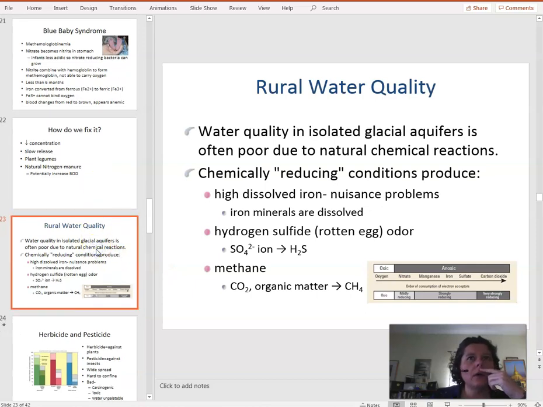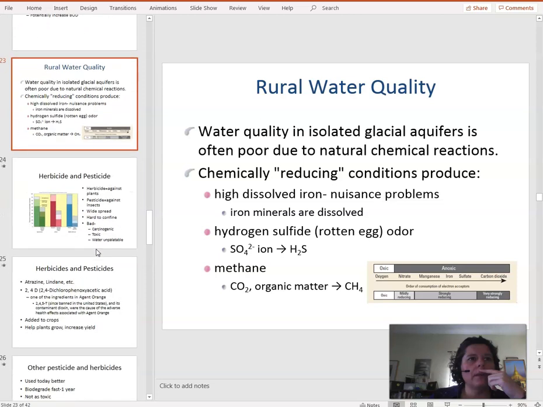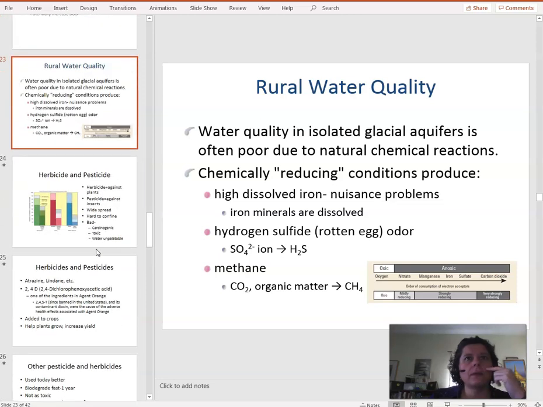So rural water quality can be very poor in these systems. One of the things that we get with rural water quality, especially in these isolated glacial aquifers, is you can get reducing conditions. Again, anoxic, without oxygen. You should all understand that. If you think about the soils around here, the soils are black carbon, right? And so as water's going through them, it's using up all the oxygen. So a lot of our groundwater systems around here are anoxic because of all the organic material in the soil.